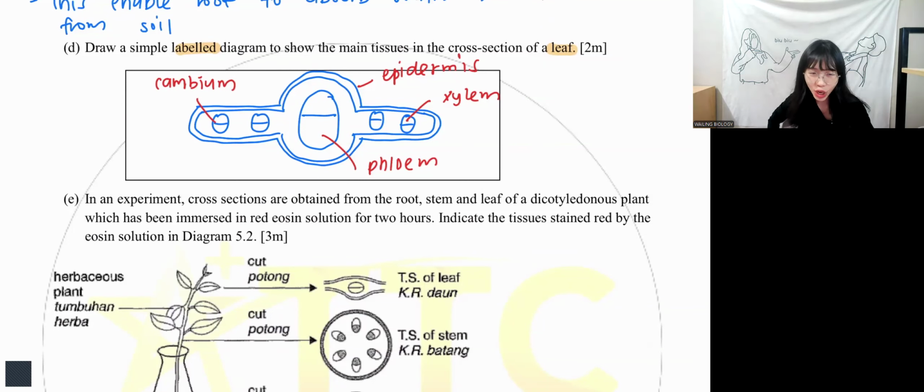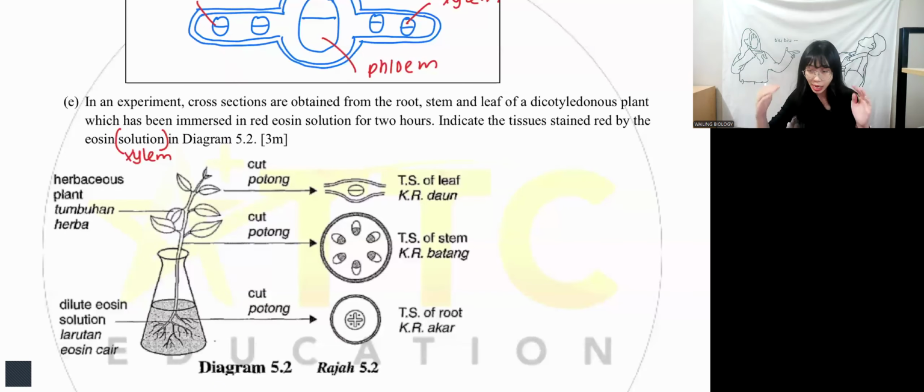Okay, E. In an experiment, cross sections are obtained from the root, stem, and leaf of a dicotyledonous plant which has been immersed in red eosin solution for 2 hours. Indicate the tissue stained red by the solution. If you don't know what this solution is, doesn't matter. Solution means water, liquid. Solution has to be transported by xylem or phloem. Is it xylem or phloem? Solution has to be xylem, correct? So we have to label which part is the xylem. Just now we asked you to remember the sequence. The leaf, where is the xylem? The leaf xylem is on the top part. Stem, where is the xylem? Xylem is inside, correct? You can just color everything here, okay? Inside.